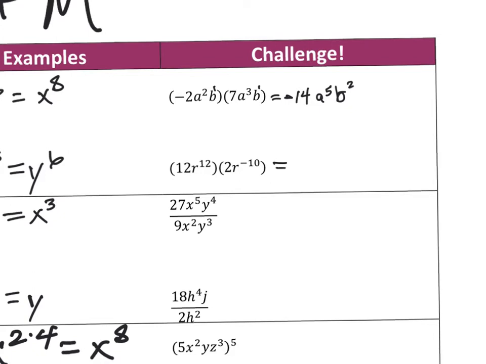For the next one, same thing. These numbers, we've always multiplied numbers before. We're still going to multiply those. 12 times 2 is 24. r to the 12th times r to the -10th. We add those exponents, and that would be r squared.